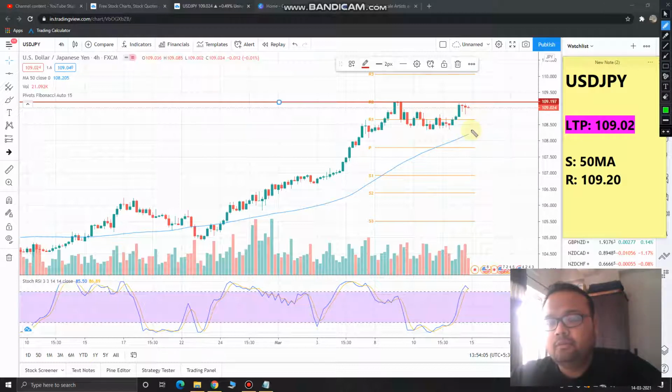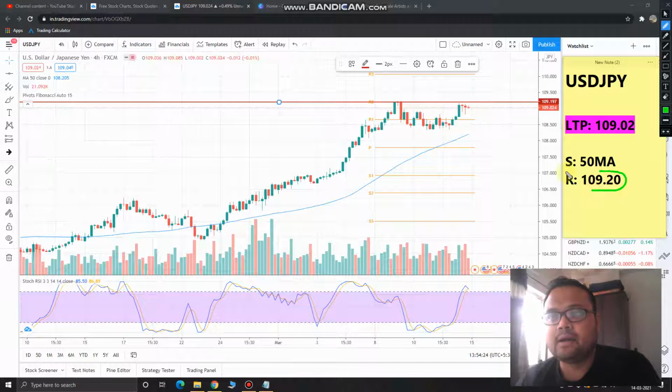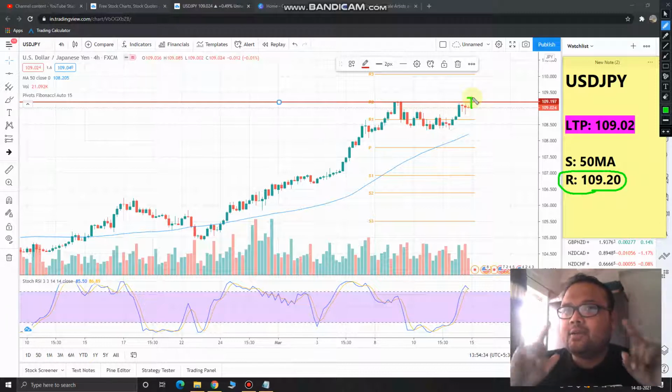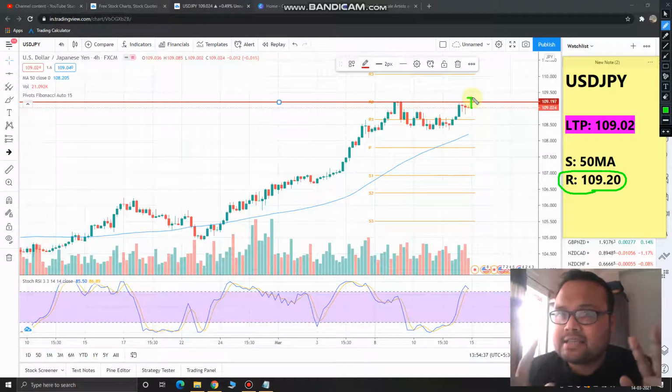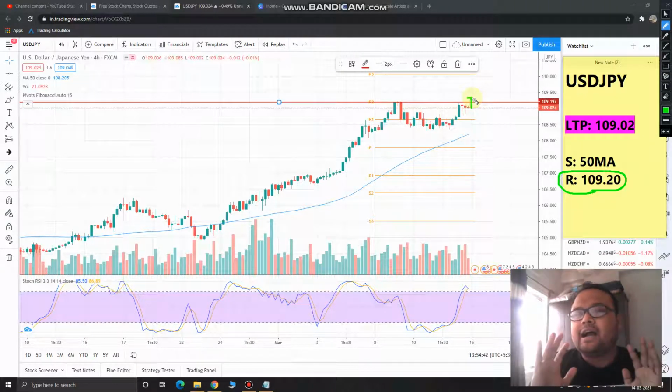If you do not buy near the 50 moving average, and you feel that it is not the right time or right price to buy, then you can wait for the market to cross this level, 109.20. This is the resistance for the market as of now. If you see that the market has successfully crossed this level, then wait for 1 hour, 2 hours at least, then just observe, try to understand the market psychology, just see how the price is doing.